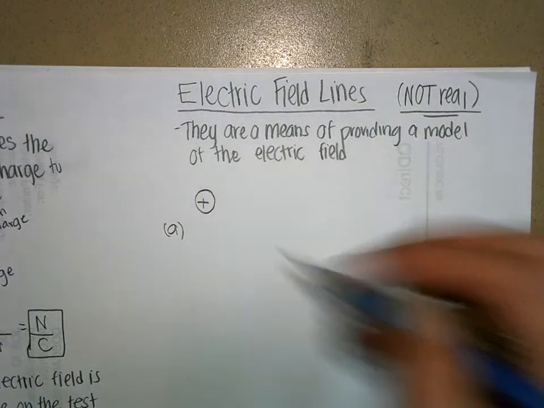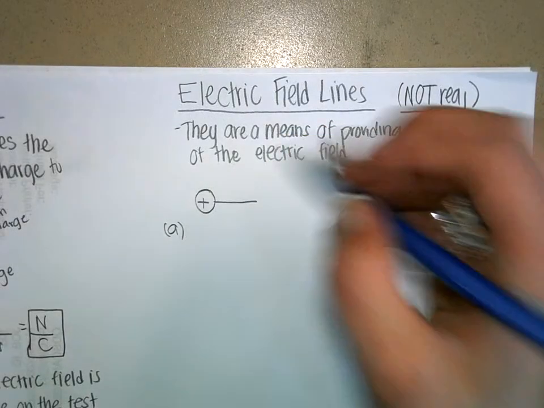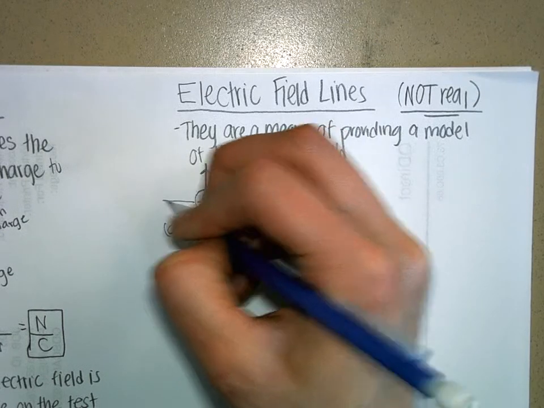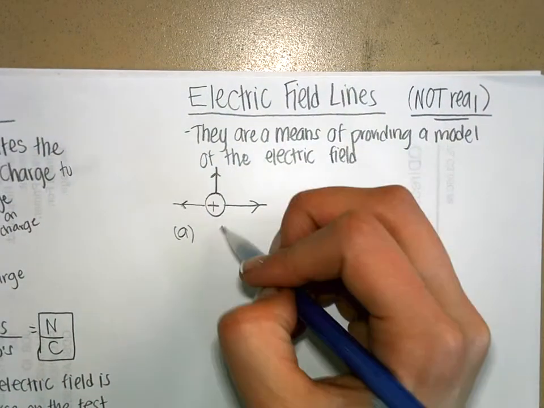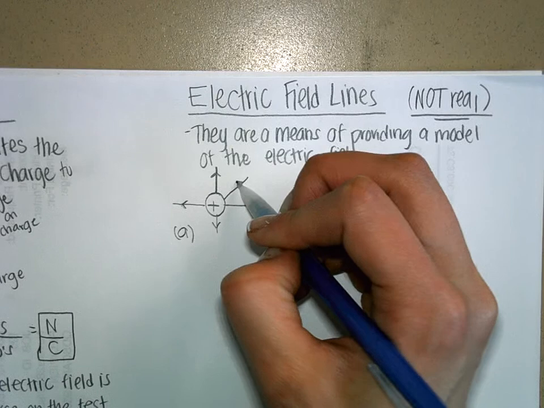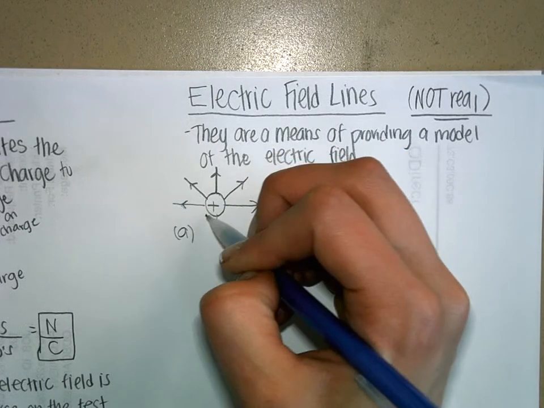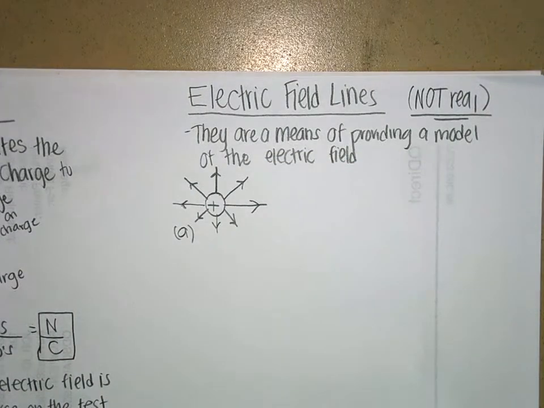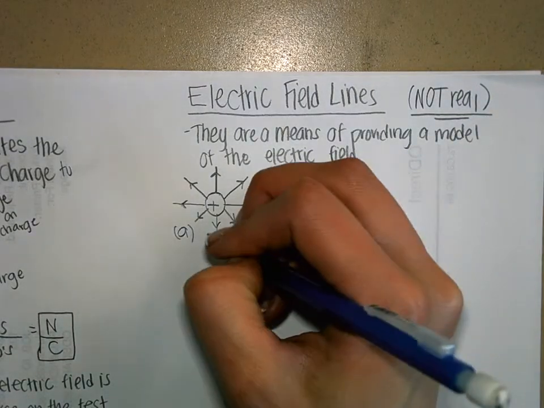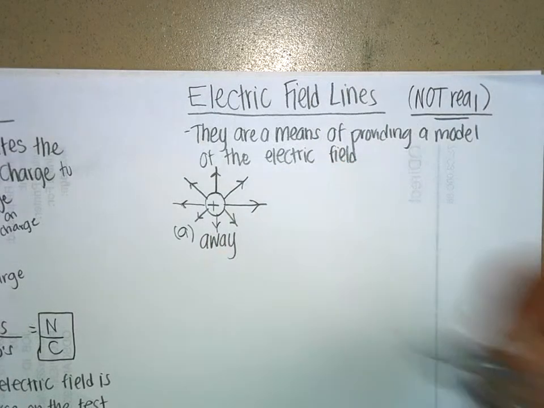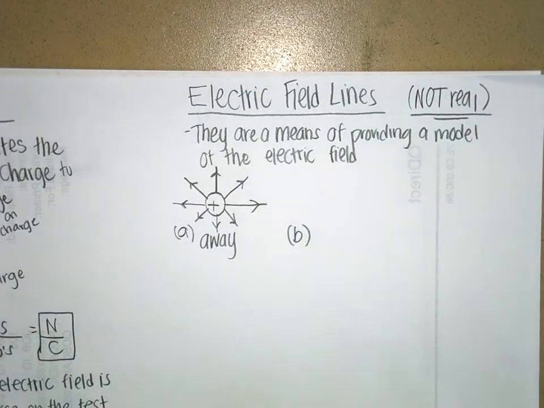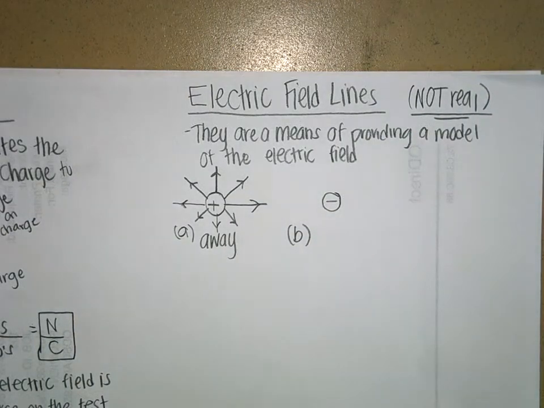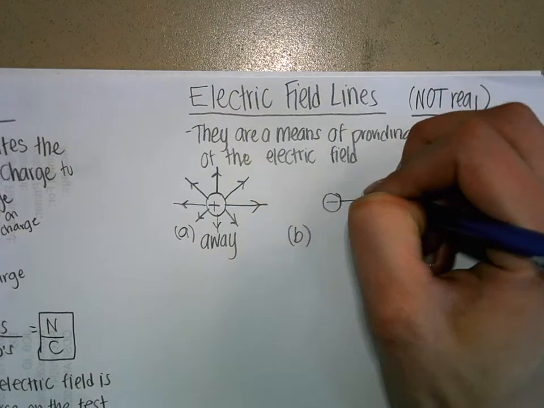And on this one, the electric field lines are drawn perpendicularly away from the charge. So if you have a positive charge, the lines are being directed away. You can also have a negative charge. When you have a negative charge, the lines are drawn perpendicularly towards the charge.